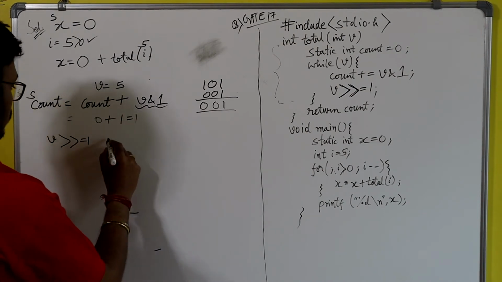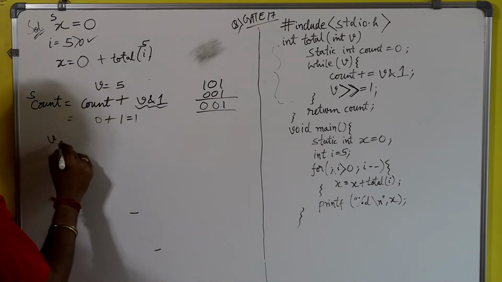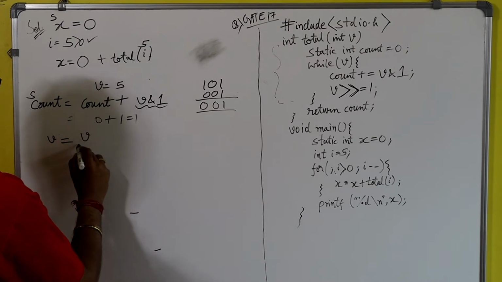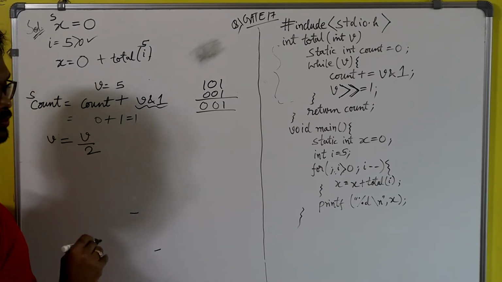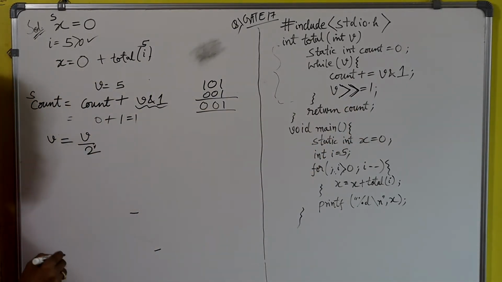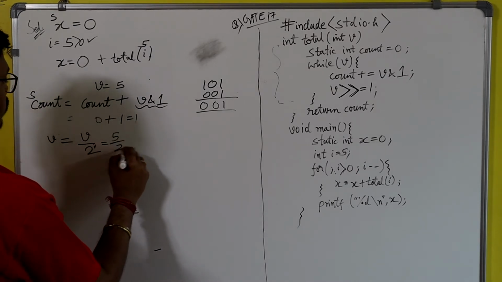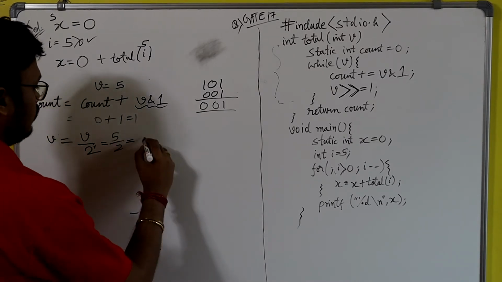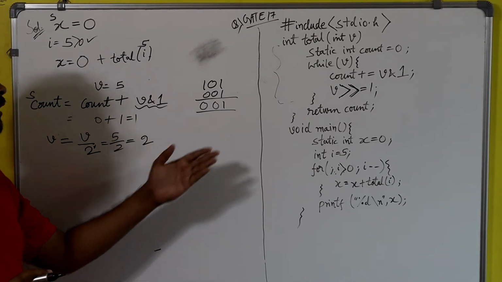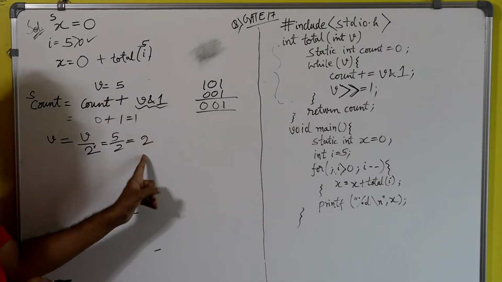So the value of v will become v by 2 to the power of 1. So what is v by 2 to the power of 1? What is 5 by 2? 5 by 2 is 2. Actually 5 by 2 is 2.5, but here we are taking integer. That's why we will just consider it as 2.